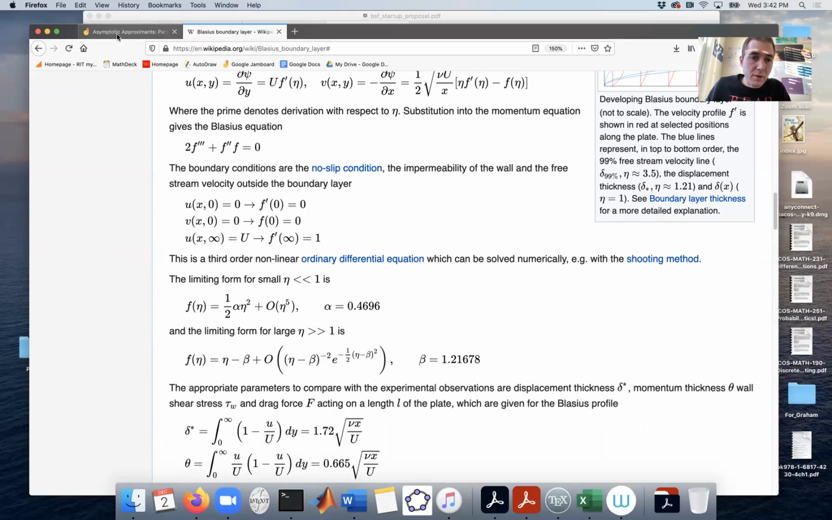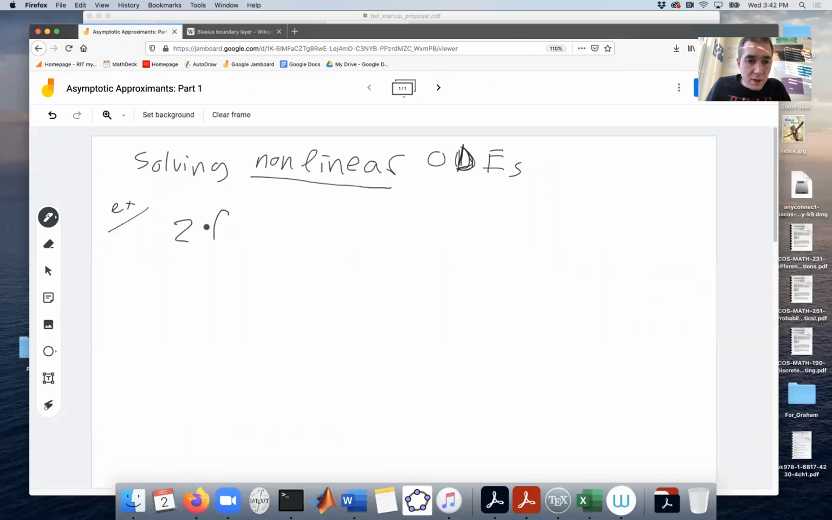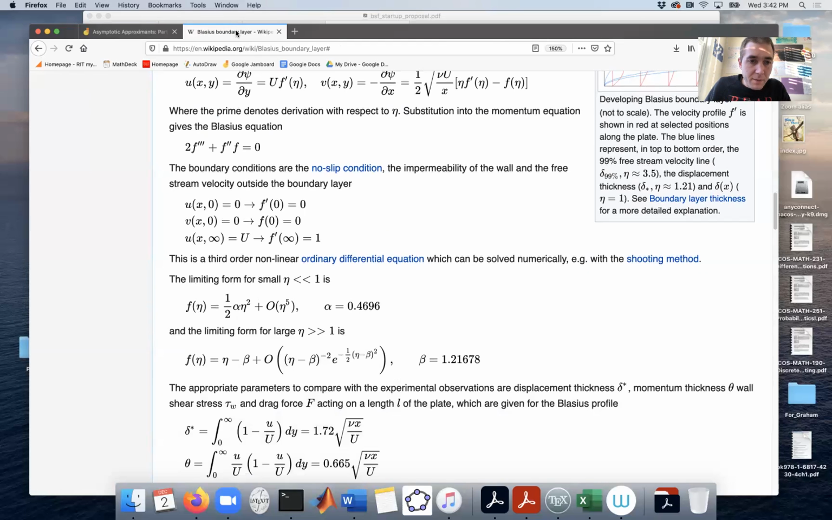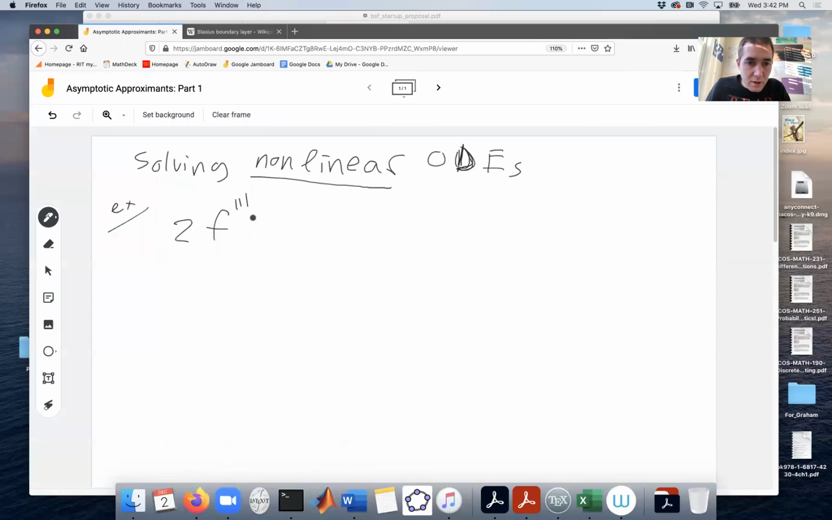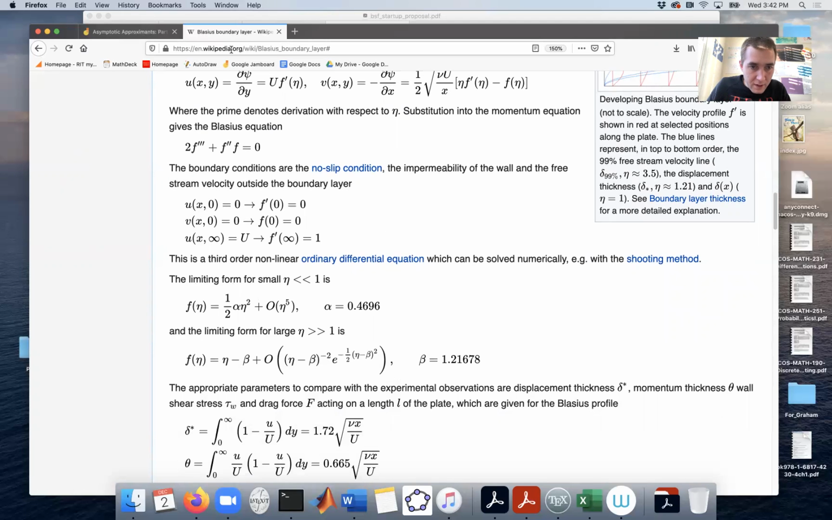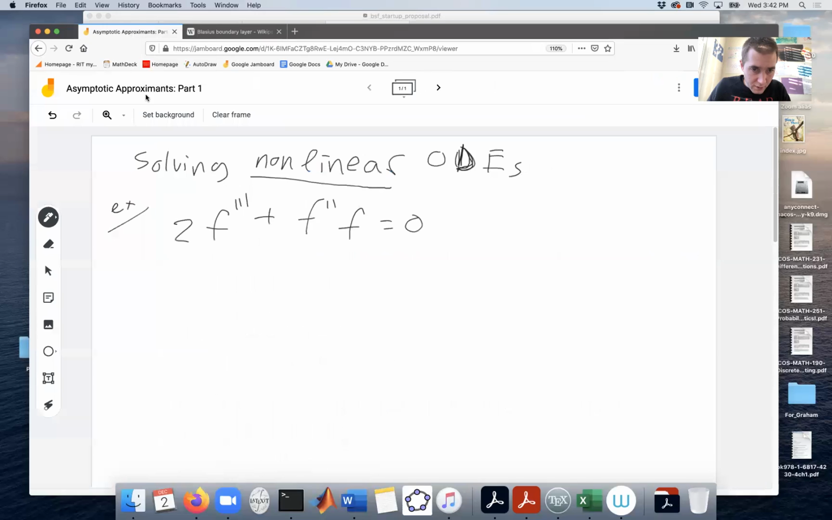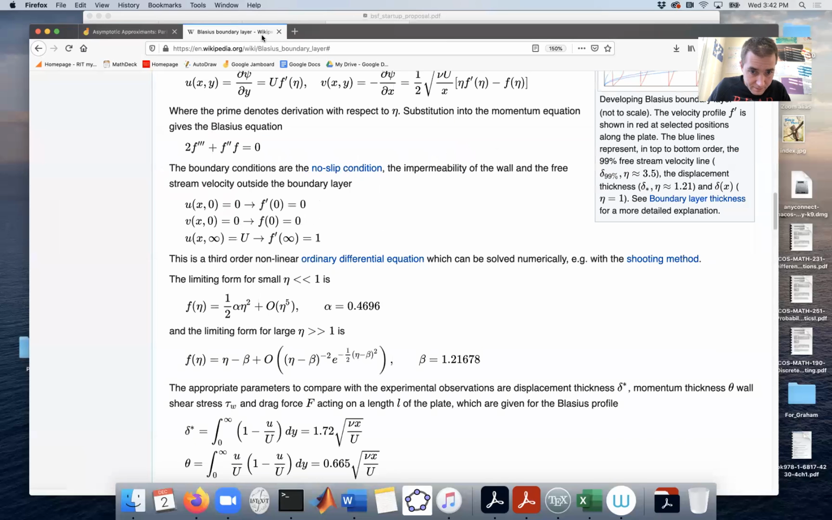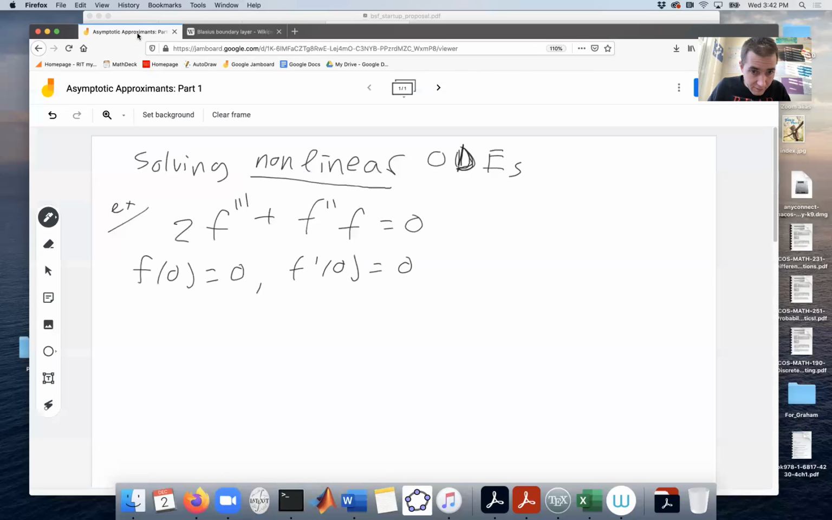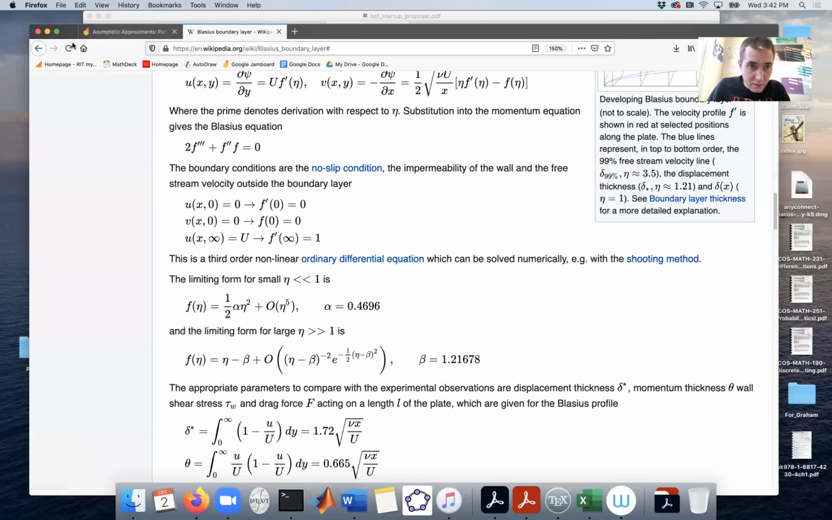So let's just copy this over into the Jamboard here. 2f triple prime plus f double prime times f equals 0. And the conditions are f of 0 is 0, f prime of 0 is 0, and f prime of infinity is 1.